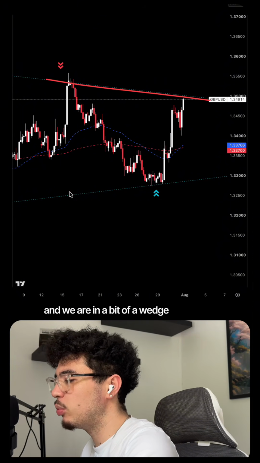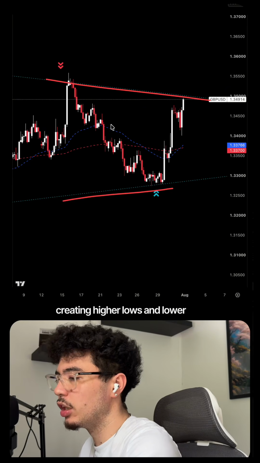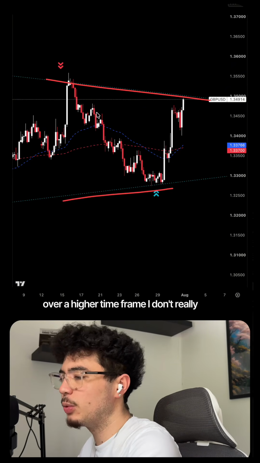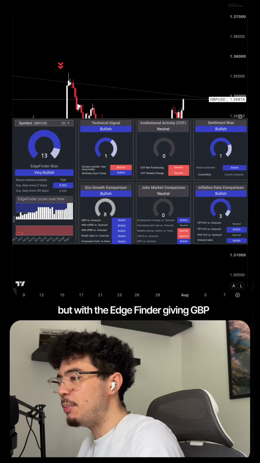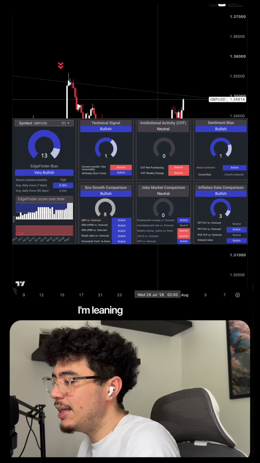And we are in a bit of a wedge pattern here, creating higher lows and lower highs over a higher timeframe. I don't really trade wedges, but it is something I'm paying attention to. But with the edge finder giving GBP USD a very bullish reading, I'm leaning to the long side.